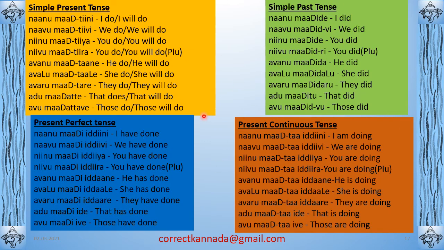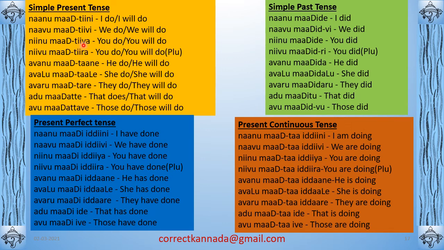So this is the table that I was mentioning for tenses. There are only four tenses that are important for spoken Kannada: simple present, simple past, present perfect, and present continuous. "Nanu martini" means I do and I will do. Both present and future tense is "martini" only. "Navu martivi," we will do. "Neenu martiya," you do. These are all spoken tenses. Written form is different. I've given a separate video for the difference between spoken and written Kannada.